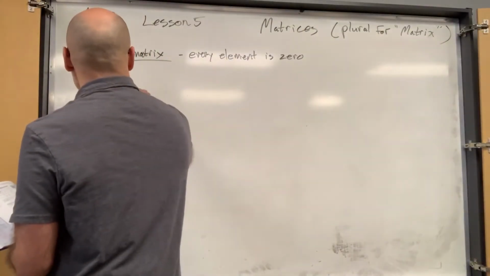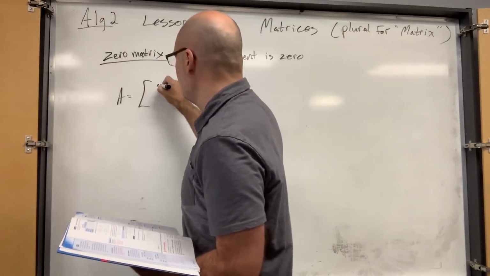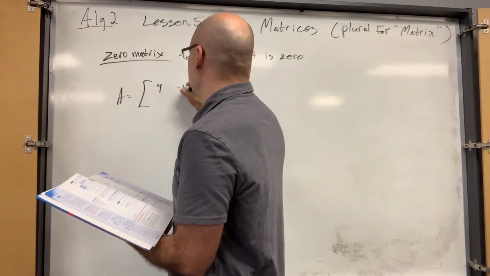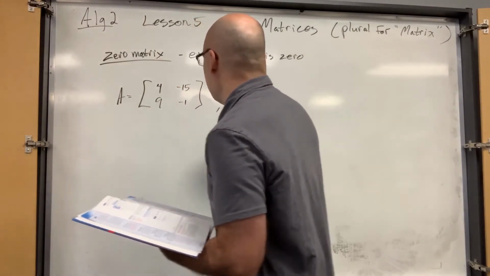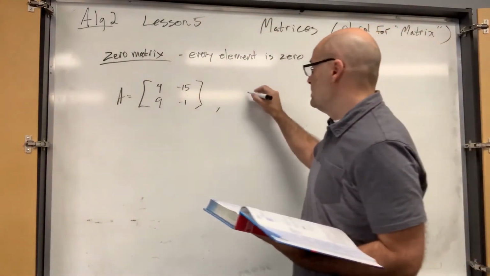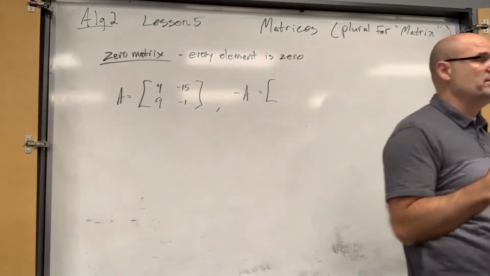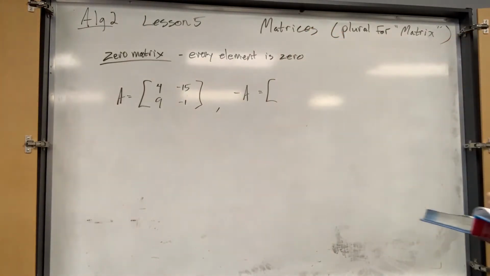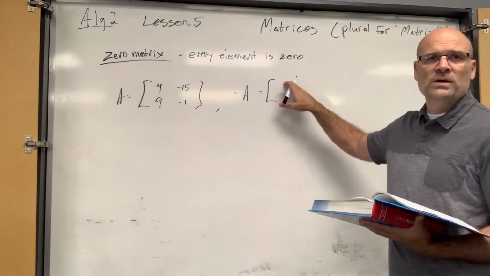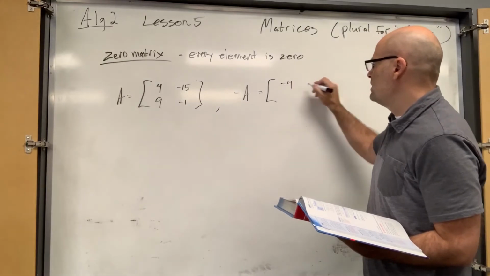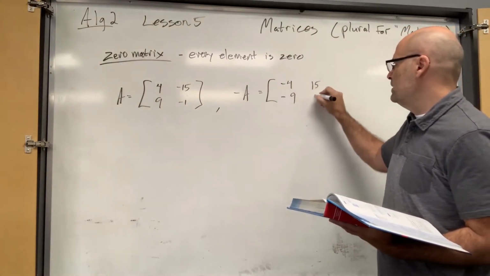So if A is this 2 by 2 matrix, because remember there's 2 rows and 2 columns, I can say negative A is basically just distributing this negative sign to everything in the matrix. Okay? So what would negative A be? What would be the first position, position 1,1? Negative 4. What would be the second one? Positive 15. You're just negating every element.